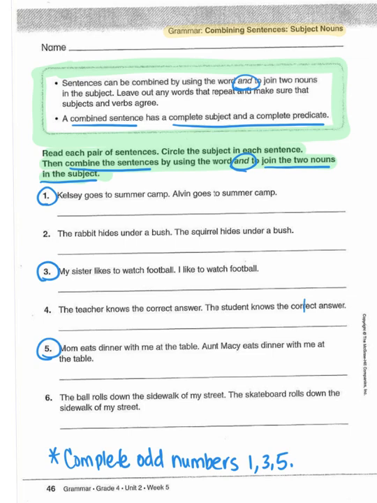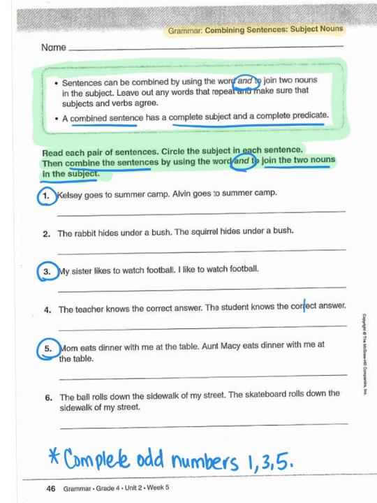Today's grammar lesson that we're going to focus on, you'll see here at the top, is combining sentences, specifically subject nouns, and then on the next page. Now, you'll see here that Mrs. Long has already done a little bit of highlighting, circling and underlining. Also, boys and girls, if you read down here, Mrs. Long is telling you only to complete the odd numbers 1, 3, and 5. I'm going to do numbers 2, 4, and 6 as an example so that you have those to refer to as you are doing your work.